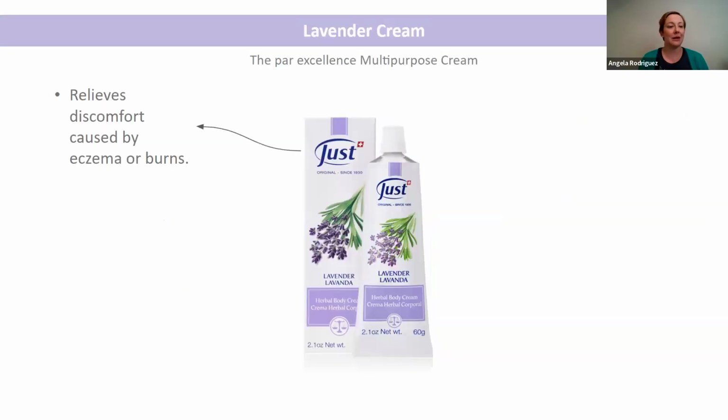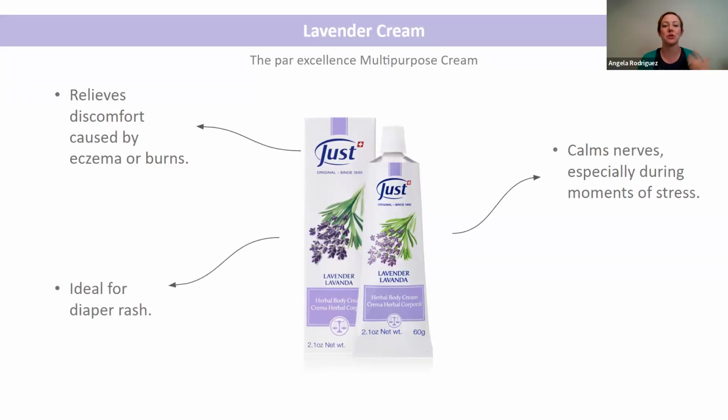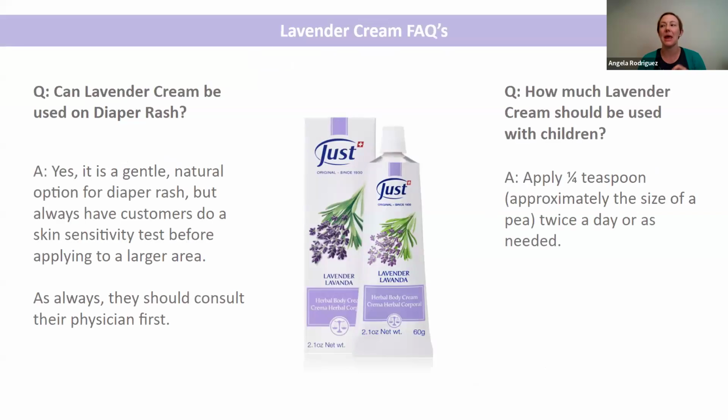Okay, lavender cream. This is used for so many things. It calms our skin, is great for diaper rash, calms nerves and moments of stress, and promotes relaxation and restful sleep. So some FAQs that come along with this. Can lavender cream be used on diaper rash? Yes, it's gentle. It's a natural option for diaper rash, but do always have customers do that skin sensitivity test before applying it to a larger area.